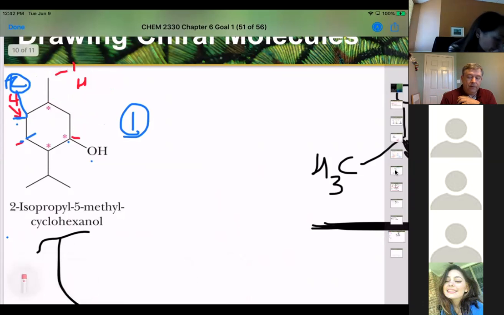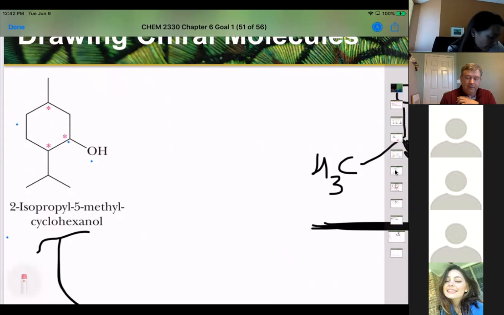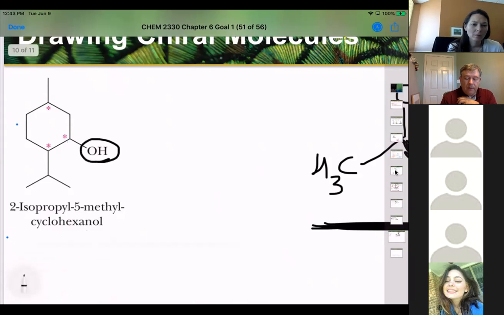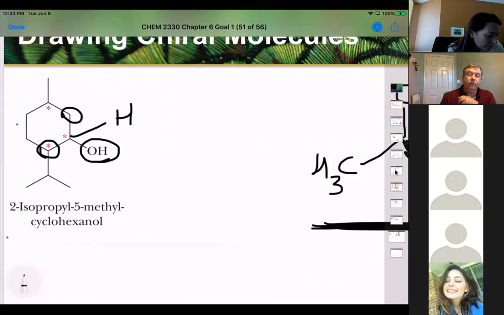All right, we're going to do this a little bit quicker for the last two, because we want to make sure we get it, but not beat it to death. So obviously the OH is one. We have a carbon bonded to two other carbons, a carbon bonded to one other carbon, and don't forget the hydrogen as our fourth group. So that truly is a chiral center.